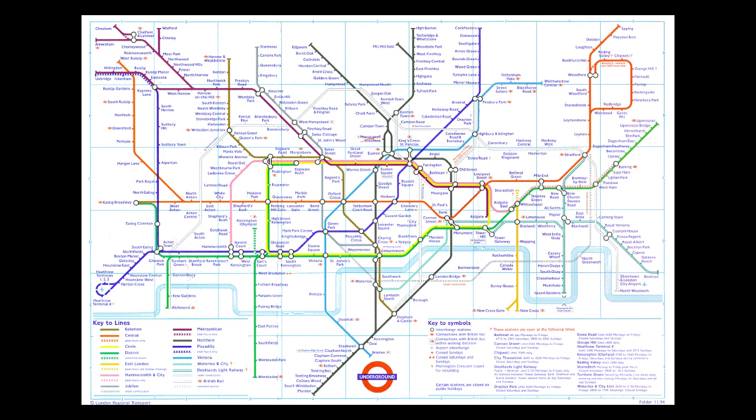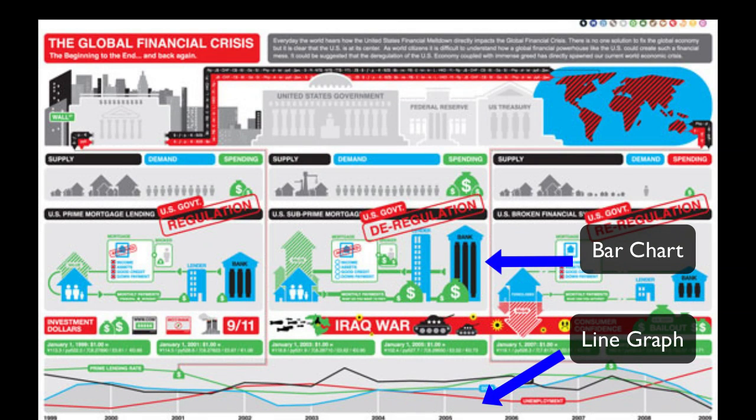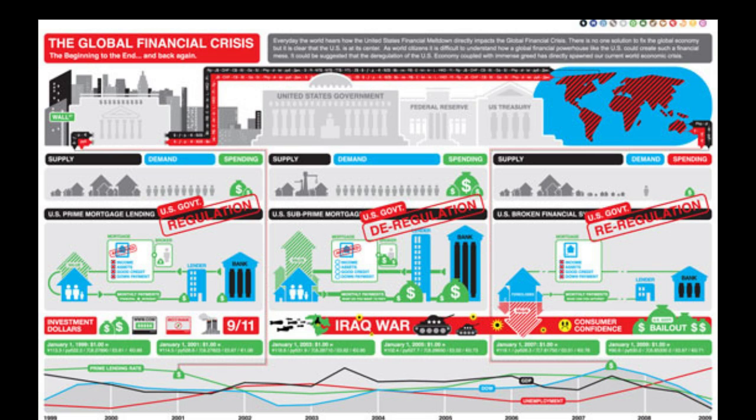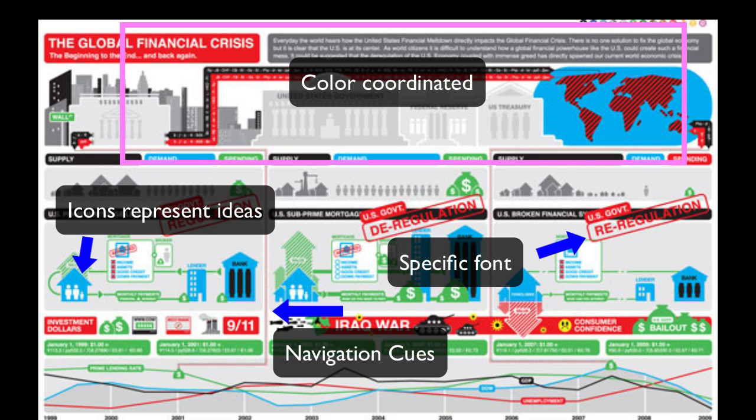Technically speaking, an infographic can be a pie chart, pictograph, line graph, bar chart, or any other kind of chart you probably learned to make in Microsoft Word or Excel in high school business class. But good infographics are more than stock charts, as you can see in this example. Using color, icons, specific fonts, and visual navigation cues are really important in making sure that your reader can understand what they're visually reading.